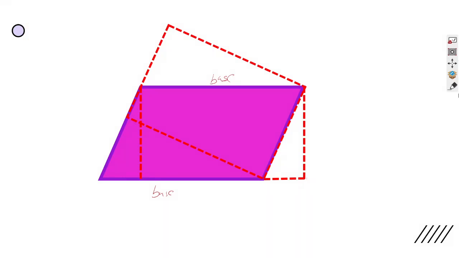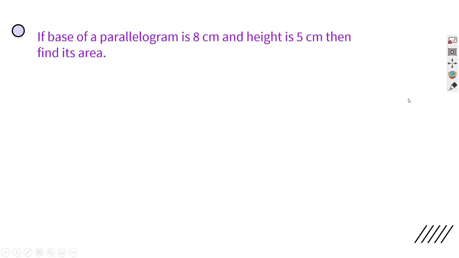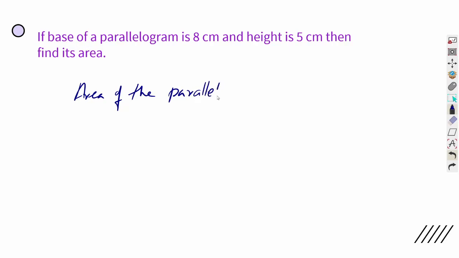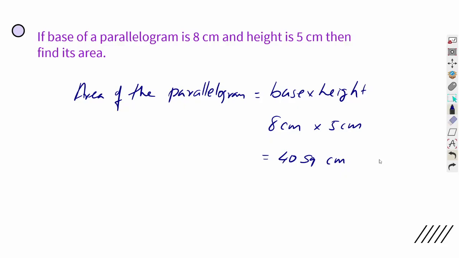Let me turn to your textbook. Base of a parallelogram is 8 cm, height is 5 cm, then find its area. It will be a simple, straightaway question, because you know the formula to find the area of a parallelogram. You will simply apply that formula: area of the parallelogram is calculated by base into height. In this case, 8 cm base and 5 cm height, and you will write it as 40 square centimeter.